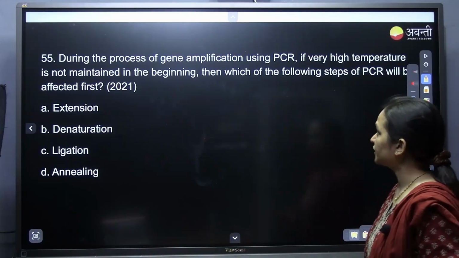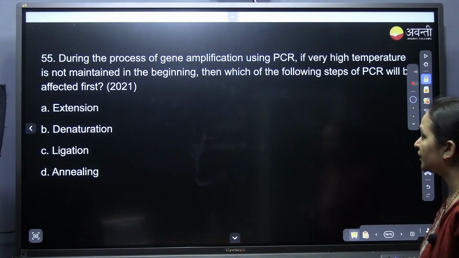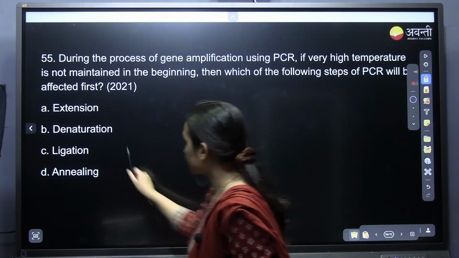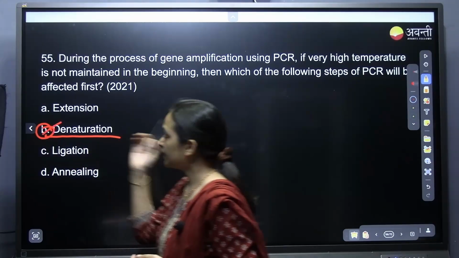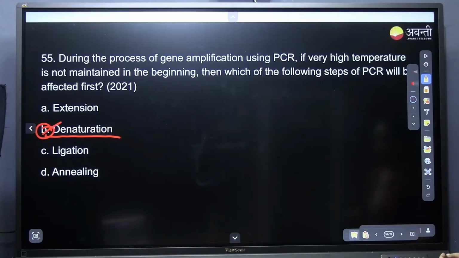During the process of gene amplification using PCR, if very high temperature is not maintained in the beginning, then which of the following steps of PCR will be affected first? Denaturation. For denaturation we need very high temperature. If very high temperature is not maintained, then it will affect the denaturation of DNA.